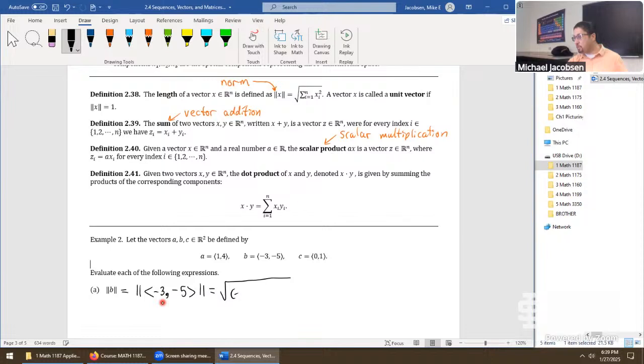We would be taking this component, squaring it, add this component squared, so we've got the square root of 9 plus 25, for the square root of 34. That doesn't reduce, so we'll leave it just as is. And this again tells us the distance that the vector -3, -5 is away from the origin.